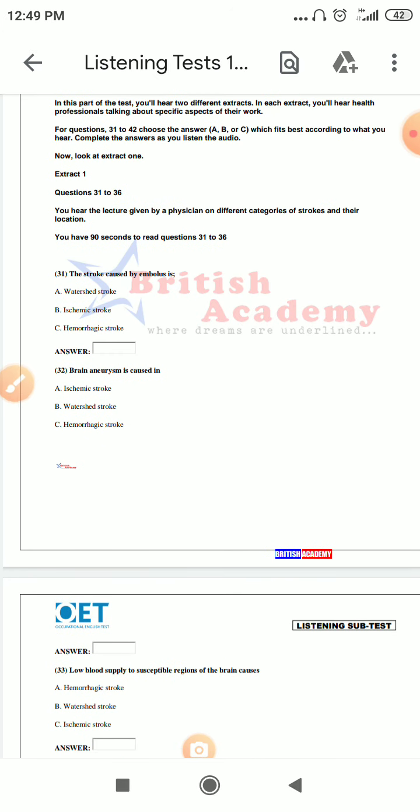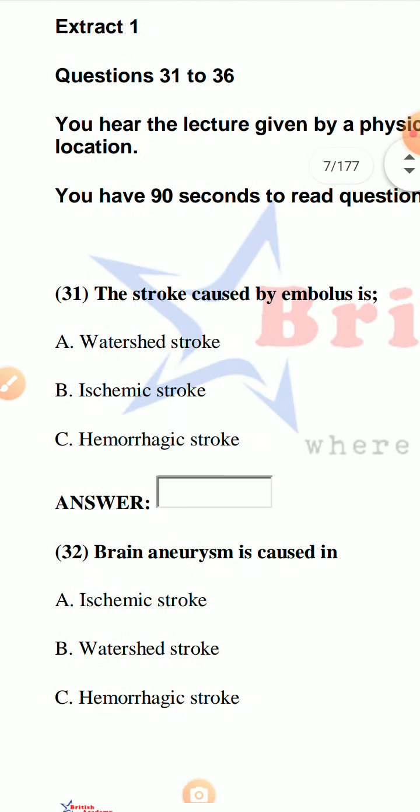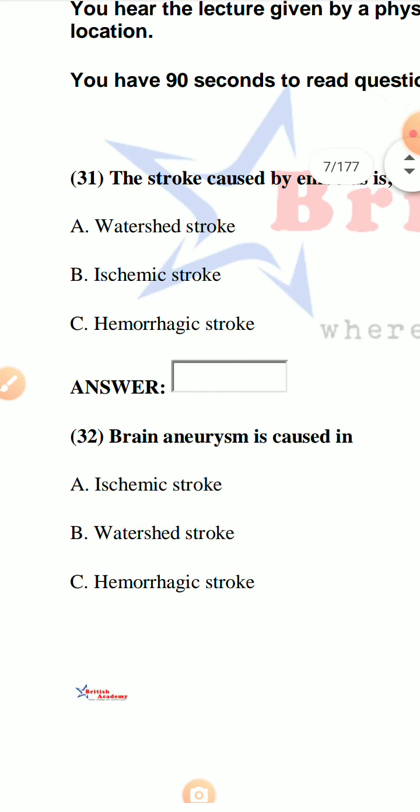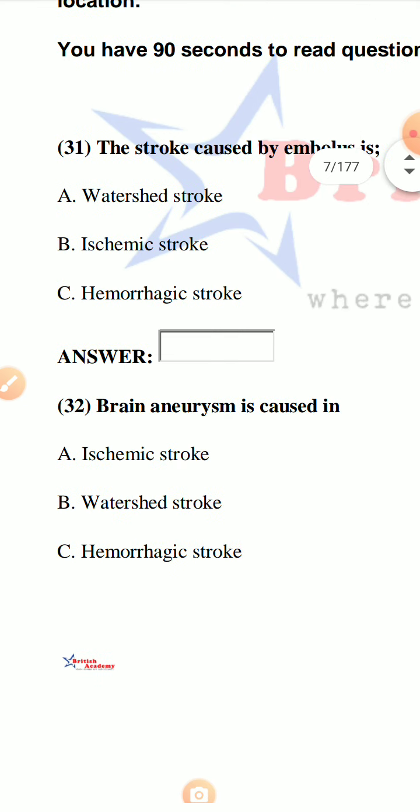The stroke caused by embolism is which kind of stroke? That is exactly: watershed stroke, ischemic stroke or hemorrhagic stroke. We need to find out from the audio. They will explain it in a detailed way and we need to find out which stroke is caused by embolism. Second one, brain aneurysm is caused in, and we need to listen from the audio. They will talk about something like ischemic stroke, watershed stroke or hemorrhagic stroke. Brain aneurysm is caused in which stroke? We need to find out that.